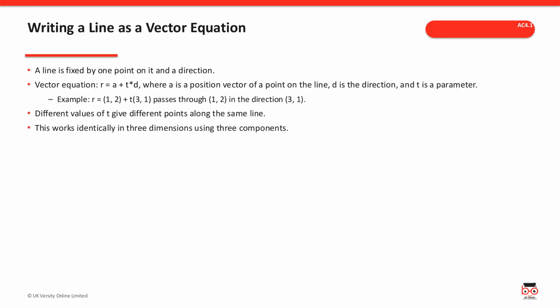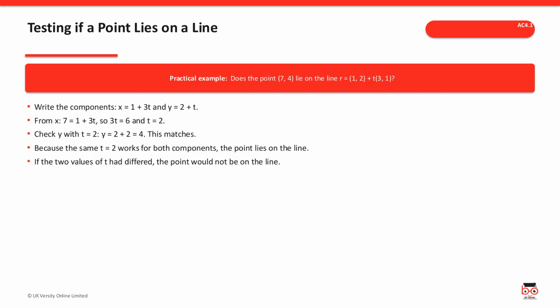Each different value of t simply hands you another point along that same line, and it all works identically in 3 dimensions. Let's test whether the point (7, 4) lies on the line r = (1, 2) + t(3, 1). Splitting into components, x is 1 + 3t and y is 2 + t. From the x equation, 7 = 1 + 3t, so 3t is 6 and t is 2.